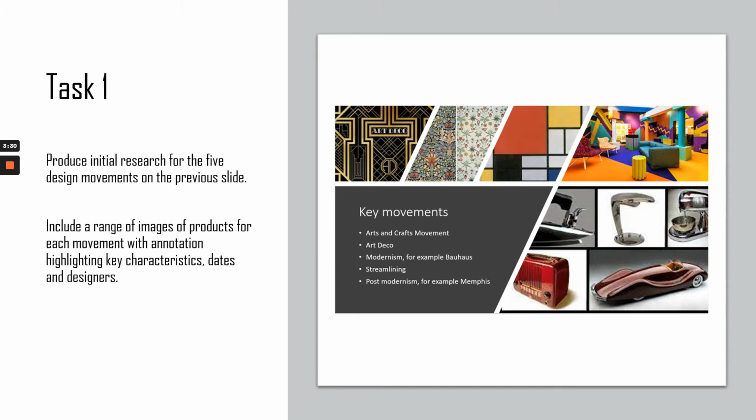So if we were to look at, let's choose postmodernism Memphis, top right image. A key characteristic of that is very bold colours, okay, extremely bold colours and quite exciting shapes, okay. So your initial research page for the 5 design movements that you need to do, you can do that all on one page. It's entirely your choice, as long as it's clear and as long as it's detailed enough.